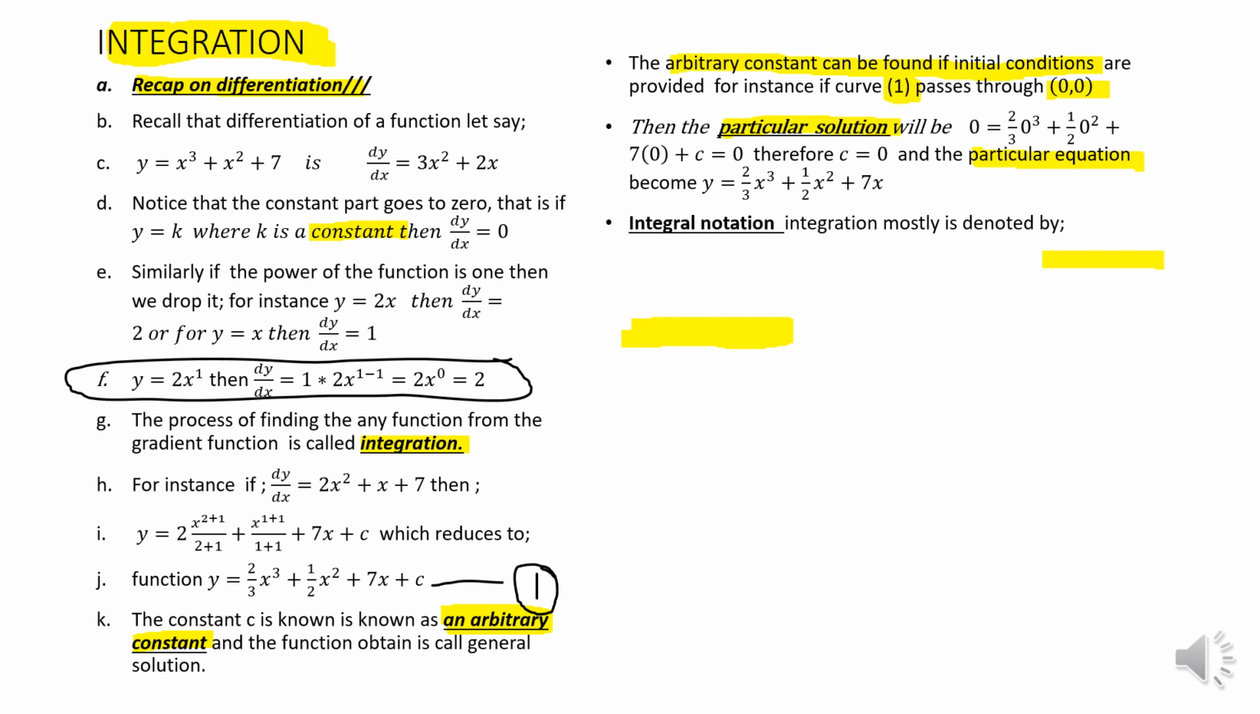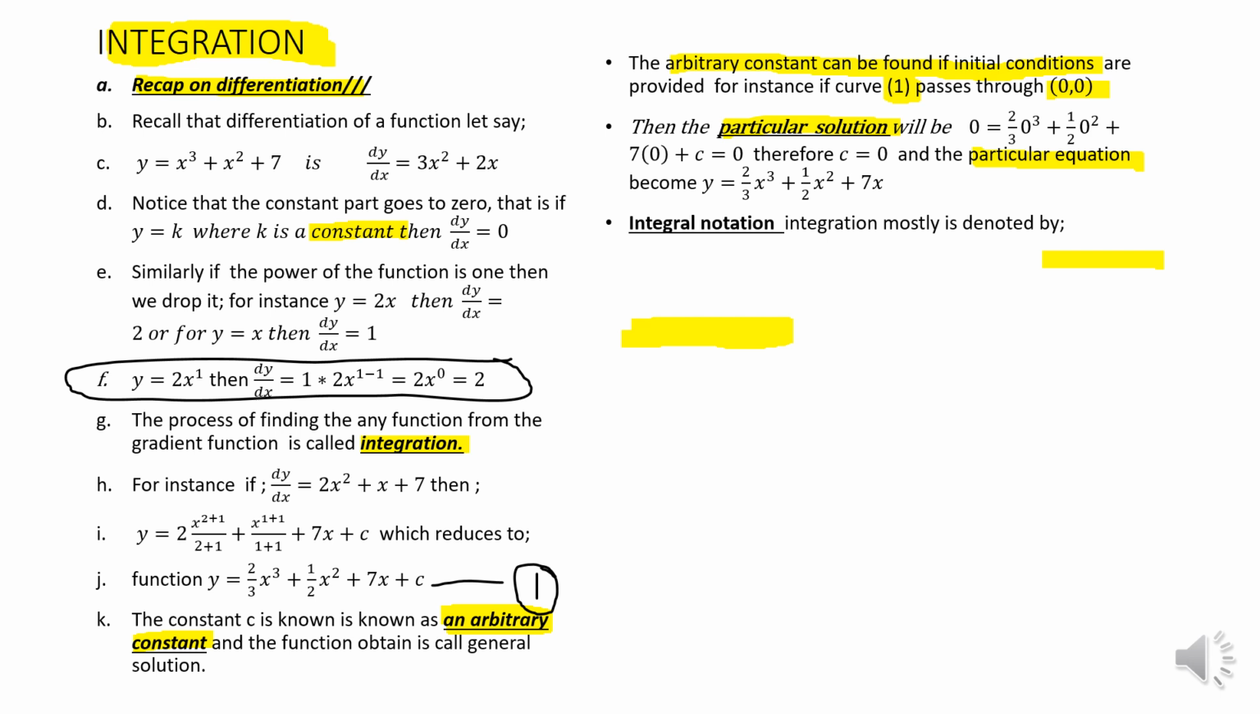We are going to substitute the values of X and Y so that we end up with C. So where there's Y, we put 0, and where there's X, we put 0. And by so doing, we realize that C equals 0. And therefore, we substitute the value of C into that general solution to get what we call the particular solution. Once we know the value of C, the equation moves from general solution to particular solution.